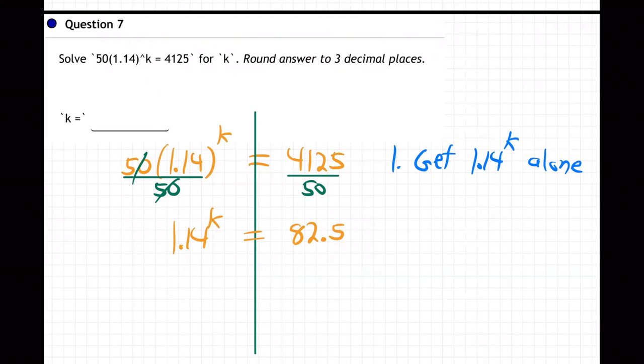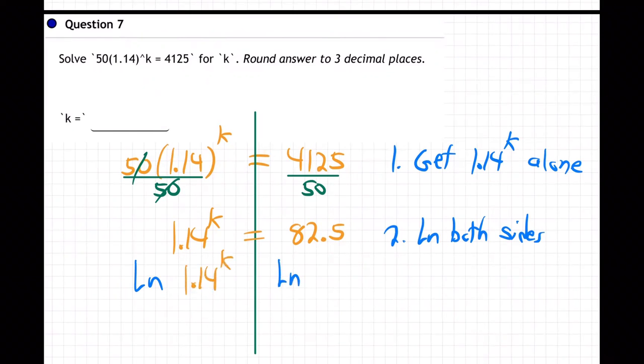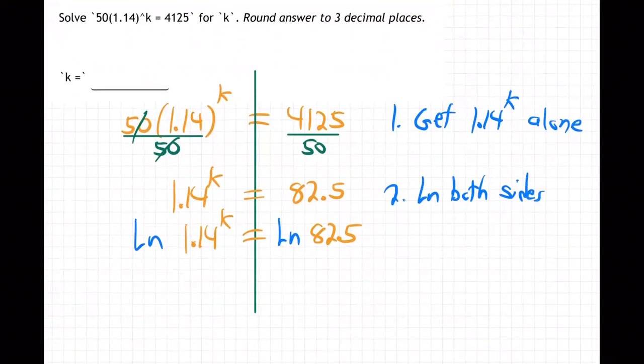Now what do we do? We got to get that K out of power. What's going to get that K out of power? You know, natural log, right? So step 2, ln both sides, because logs are the opposites of powers. That's the whole point of their existence. So let's do that. 1.14 to the K equals 82.5. All right. So then that K will drop down to the front, won't it? So it'll become K ln 1.14.